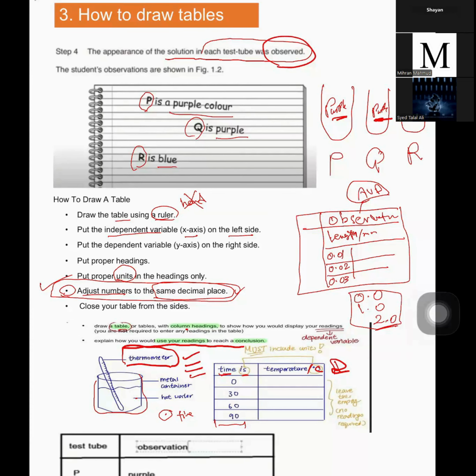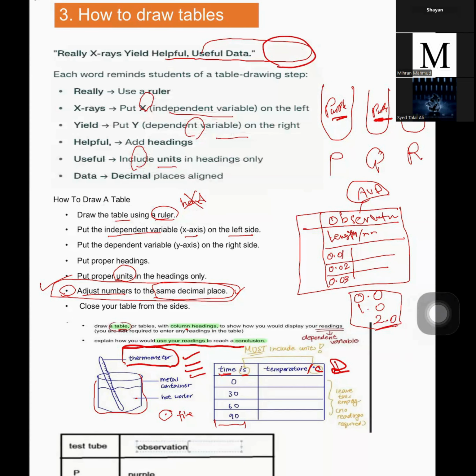To understand a table, very important, please take a screenshot. This is a key. X-ray yield: helpful, useful data. Use a ruler. X independent, Y dependent on the right. Very important. Helpful: add headings. Useful: add units. Data: give decimal places. Take a screenshot. This is how to draw a table. Very important.